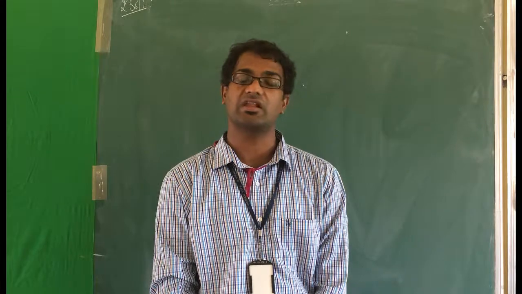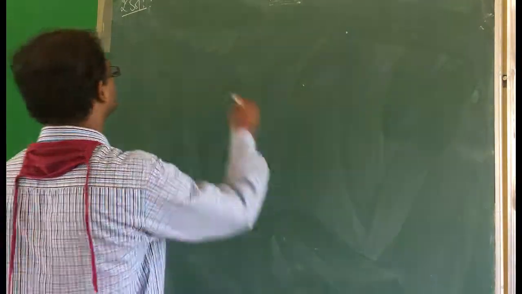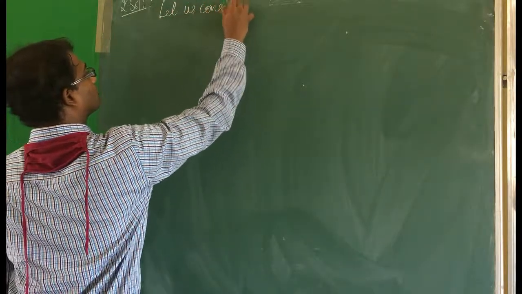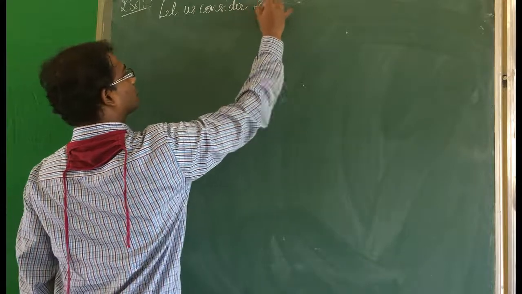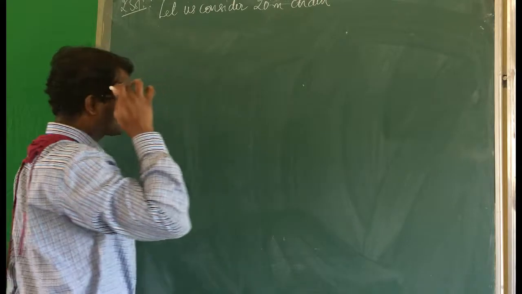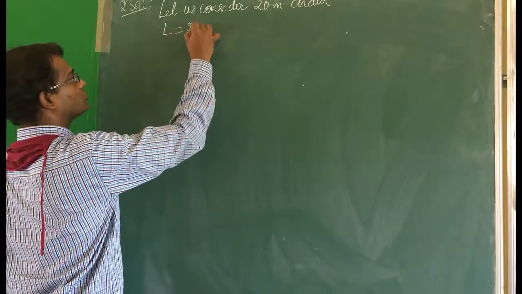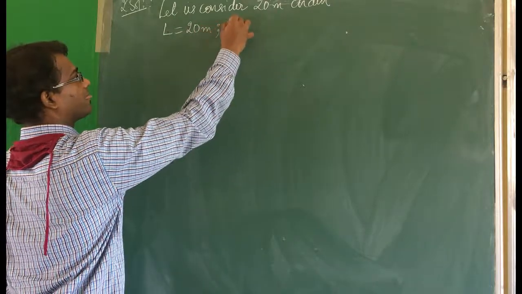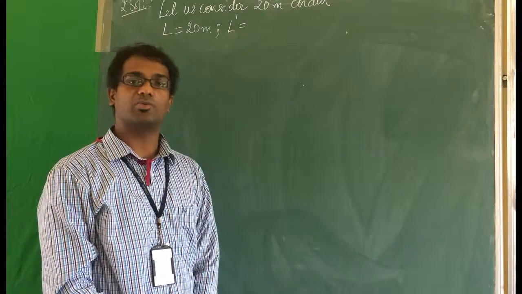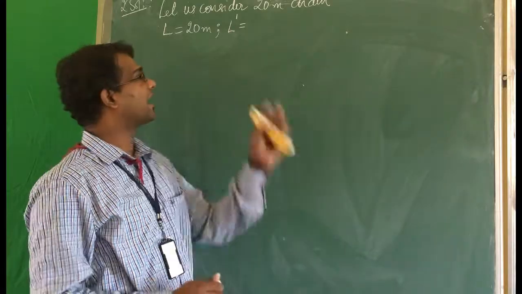Now let us consider the 20 meter chain and calculate the true length of the line. For the 20-meter chain, L equals 20 meters. L dash, it was given in the question that it is 0.05 too long, which means we have to add.